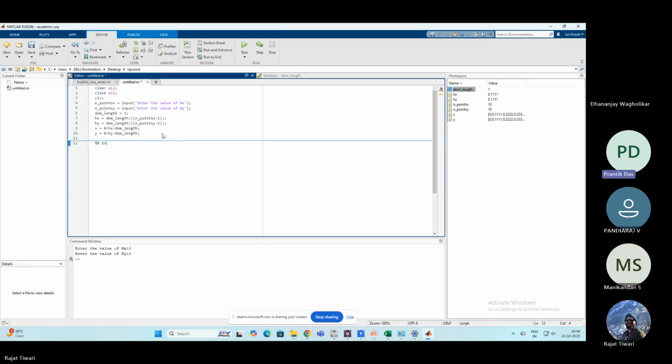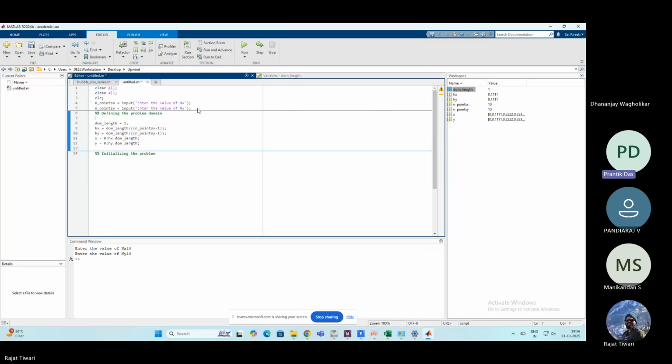Then I'm initializing the problem, defining the domain problem. So this typically is a different thing. Initializing the problem is basically where you put the boundary conditions.